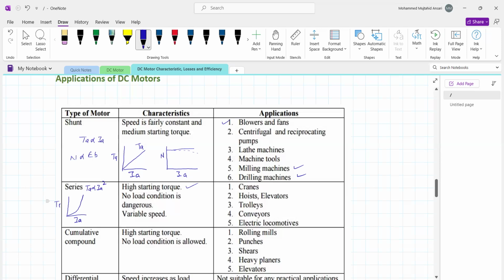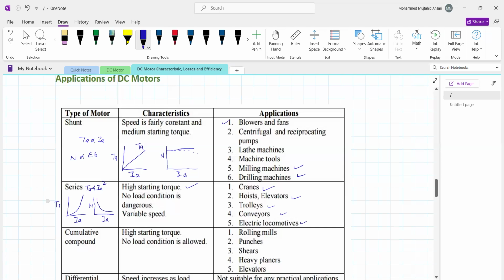No load condition is dangerous because the speed of the DC series motor increases as the load is small, the speed of the motor increases dangerously. So DC series motor is never started without load, and it has variable speed. As load increases, the speed decreases. But such type of characteristic is more suitable for various applications like crane, hoist, elevators, trolley, conveyor, and electric locomotives. So for electric traction, the most suitable motor is the DC series motor, where high starting torque is needed.